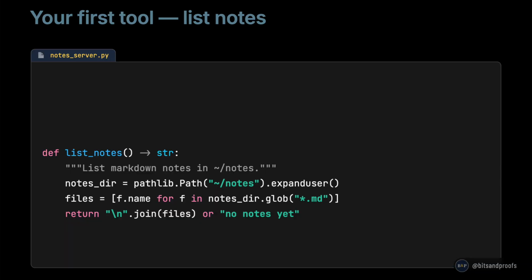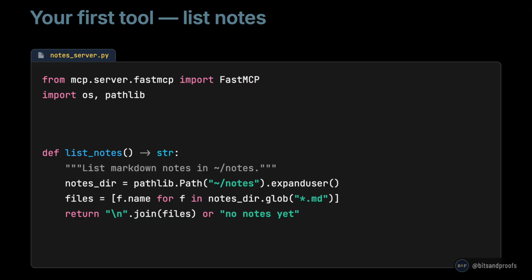Here is the function we want to expose to the agent. A plain Python function. It looks in your notes folder, gathers the markdown files, and returns them as a newline separated list. Nothing MCP specific yet, just Python you could have written before this video. Now we add the MCP wiring.